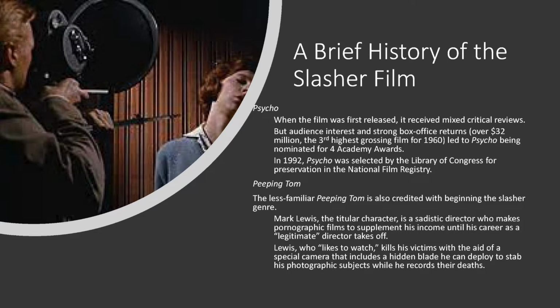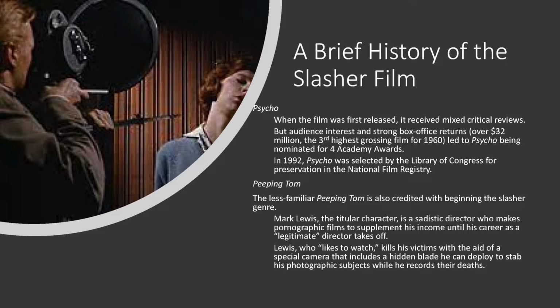So, you know what happens in Psycho. But when Psycho was first released, it received mixed reviews. The critics weren't really enthusiastic about it, but they had to change their mind when this film ended up being the third-grossing film of the year in the United States. Audiences really loved it. So Psycho ended up being nominated for 4 Academy Awards that year. And since then, the Library of Congress has selected it as one of the notable films that gets preserved. It's just an iconic film.